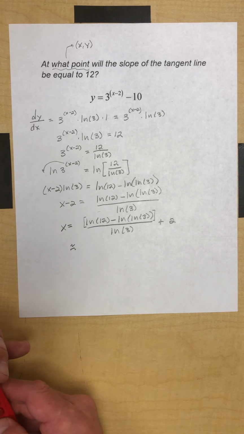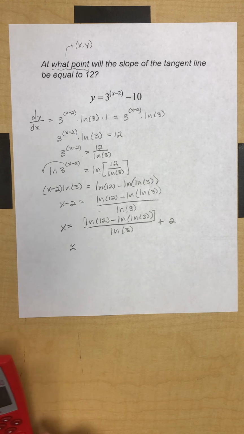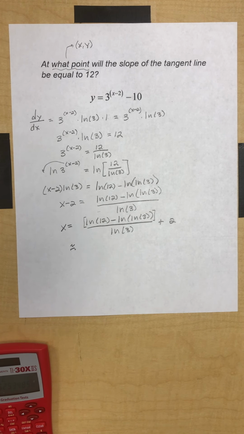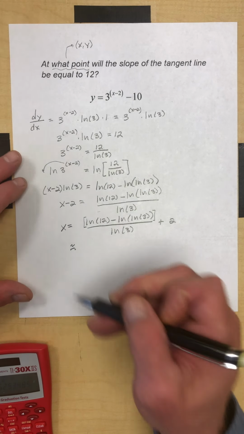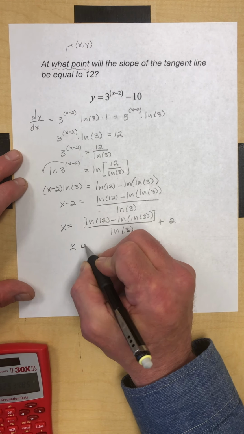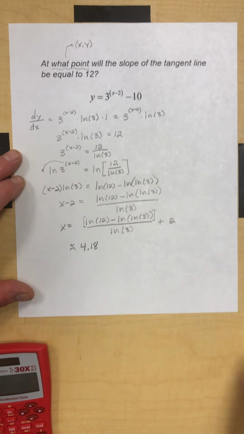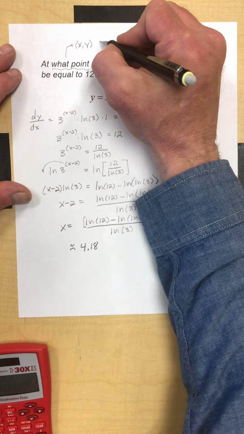Then I add 2 and hit enter, and I am getting roughly 4.18 when it's rounded off to the nearest hundredth. So that is our x-coordinate.